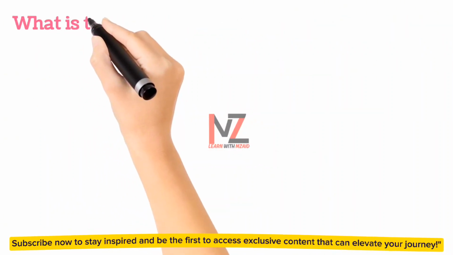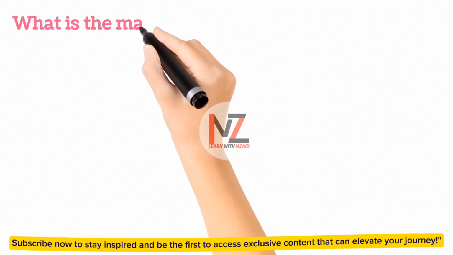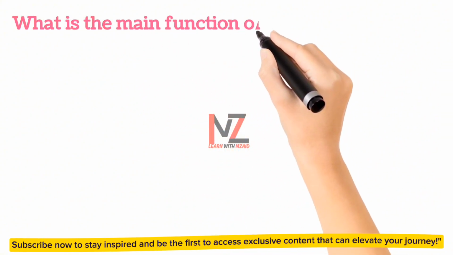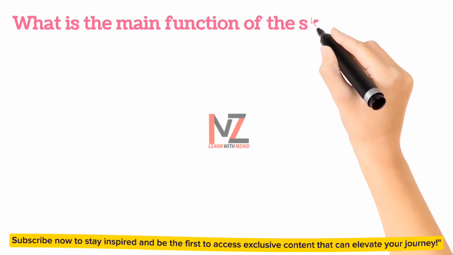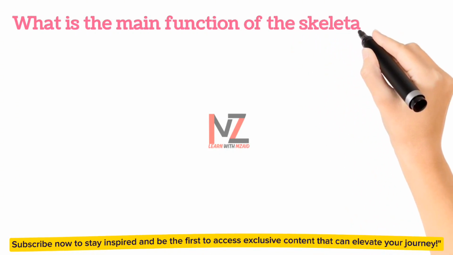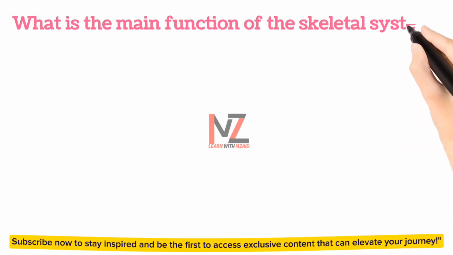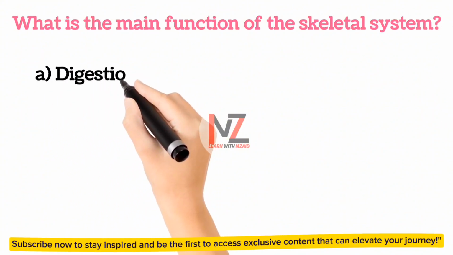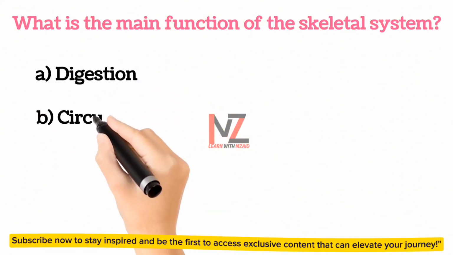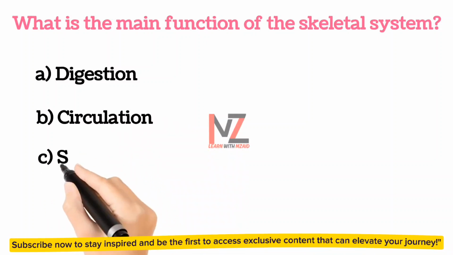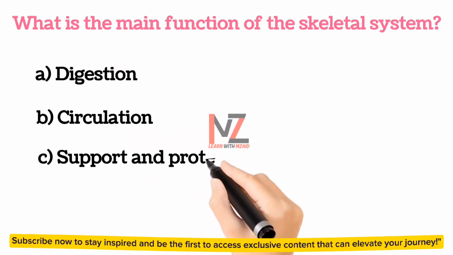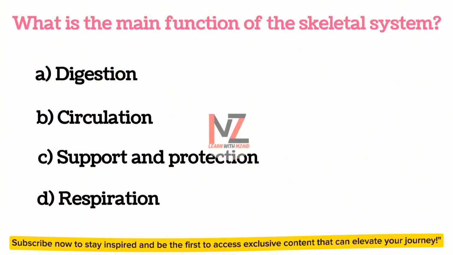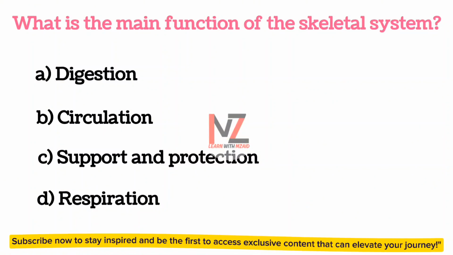Now the question number 25 is, what is the main function of the skeleton? Option A, digestion. Option B, circulation. Option C, support and protection. Option D, respiration, and the right answer is option C, support and protection.